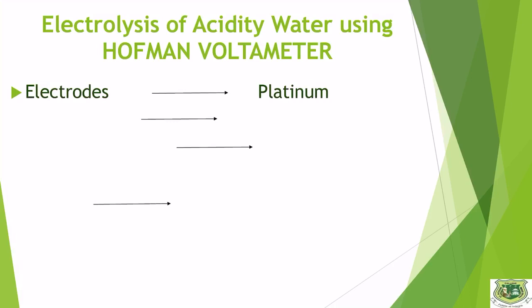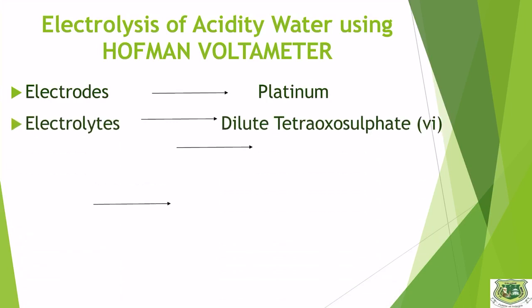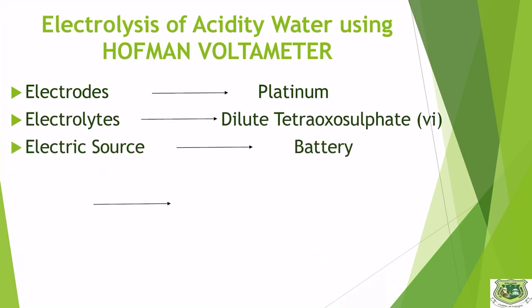We have the anode there, which is the positive electrode, and the cathode there. Then there must be, remember I said there must be what? Power source of electricity. So you can see the battery there in the diagram. The electrolyte used is what? Dilute tetraoxosulfate 6.